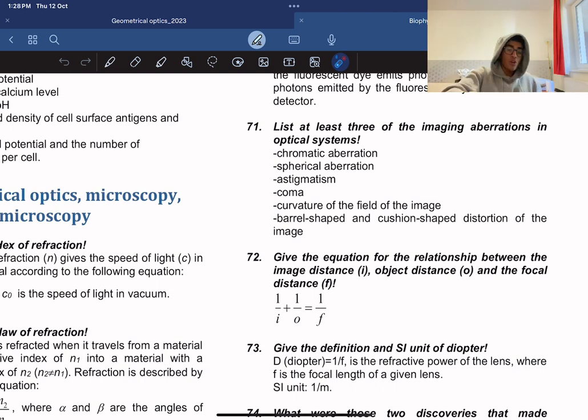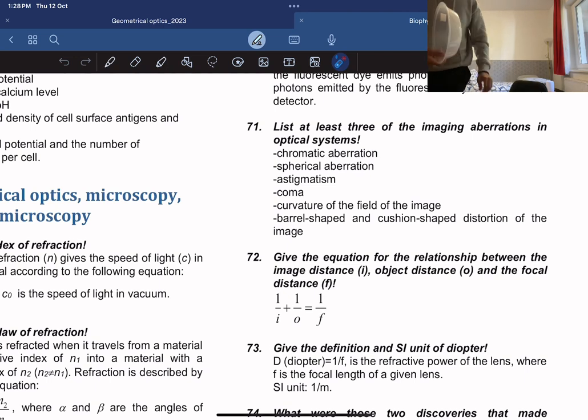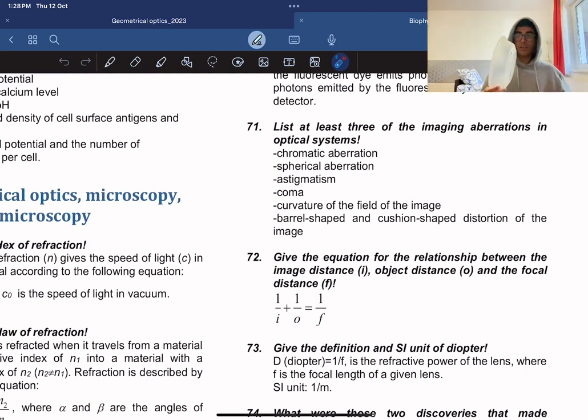Now I want to show this to you. Let's take this thing. This is like a microwave oven cover. So this is the lens. This is a hollow convex lens. Now if I were to bend this like that, you see.